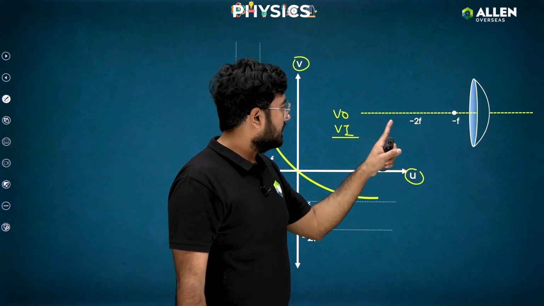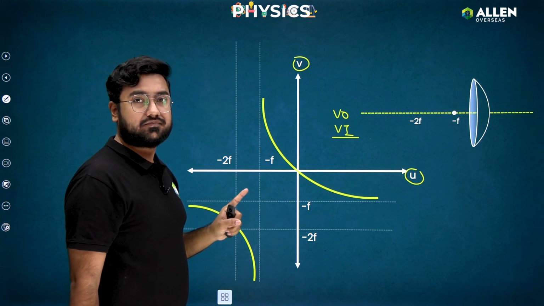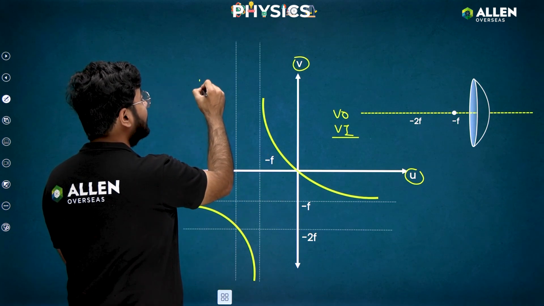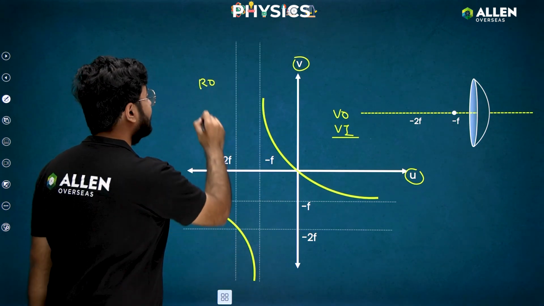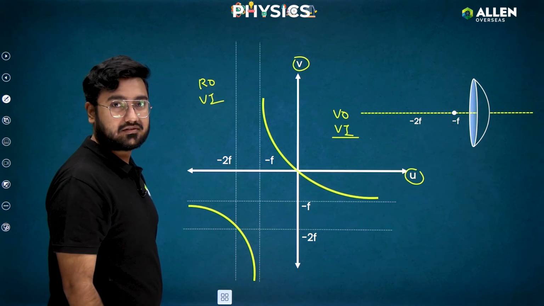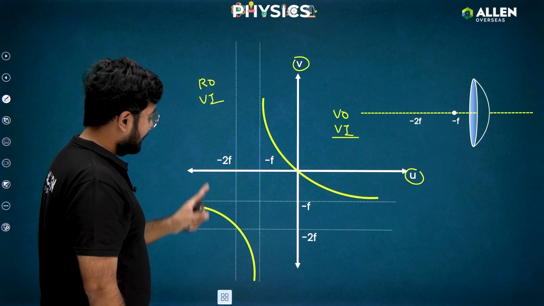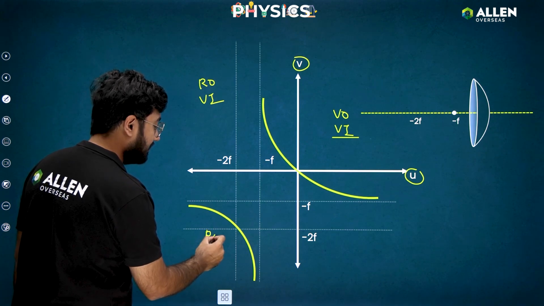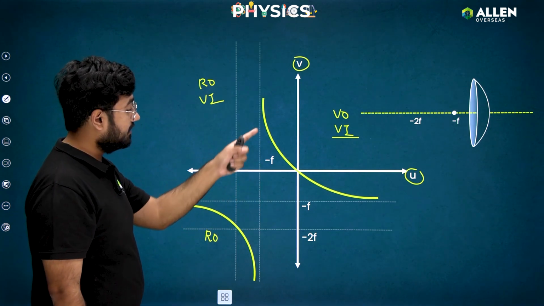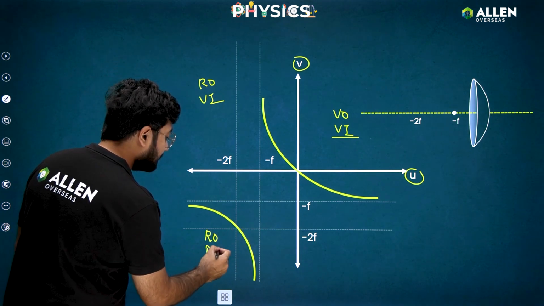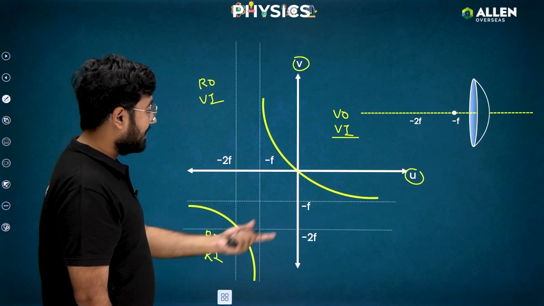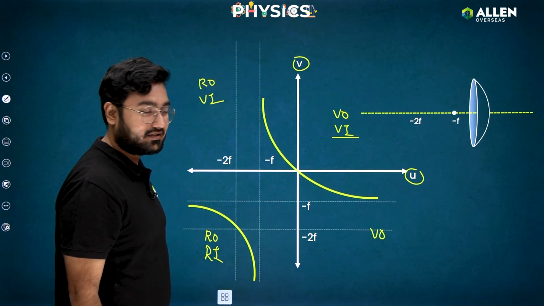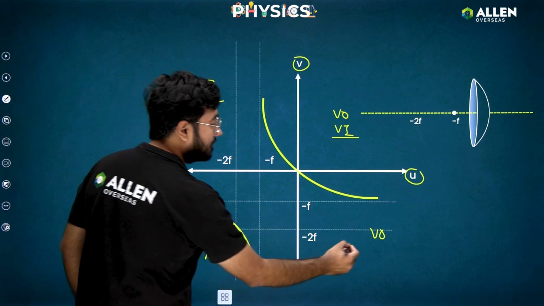Then if we move to the second quadrant, what will be the case? U will be negative. U negative means real object. V is positive, virtual image. Move here. Here we have real object, U negative, and V negative, that means real image. And here you have U positive, that is virtual object, right? And V negative, that means real image.